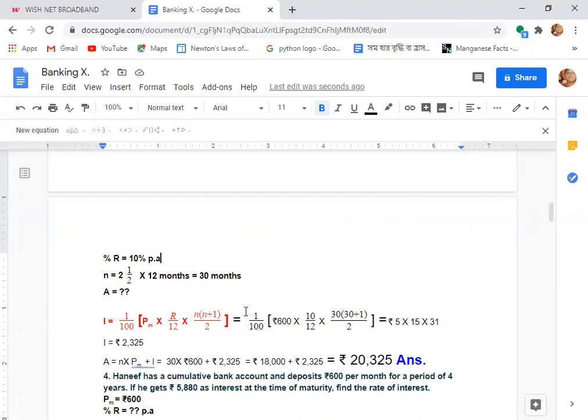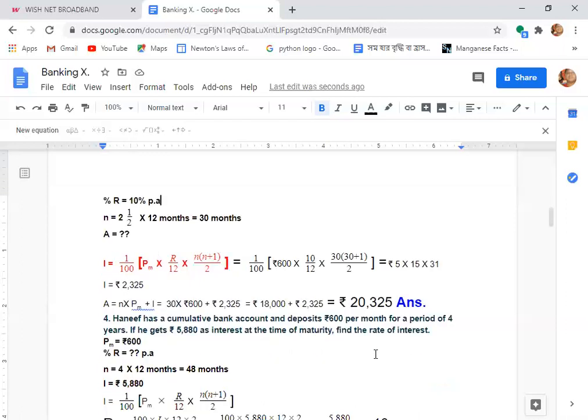We put in the values that are given. PM is 600, rate is 10%, the number of transactions N is 30. If you cancel it, you get 5 into 15 into 31, and ultimately the interest value is 2,325. So what will be the amount? The amount will be the total amount deposited in the bank, that is the number of transactions into the per month installment, plus the interest. So it will be 30 into 600 plus the interest, which gives you rupees 20,325.